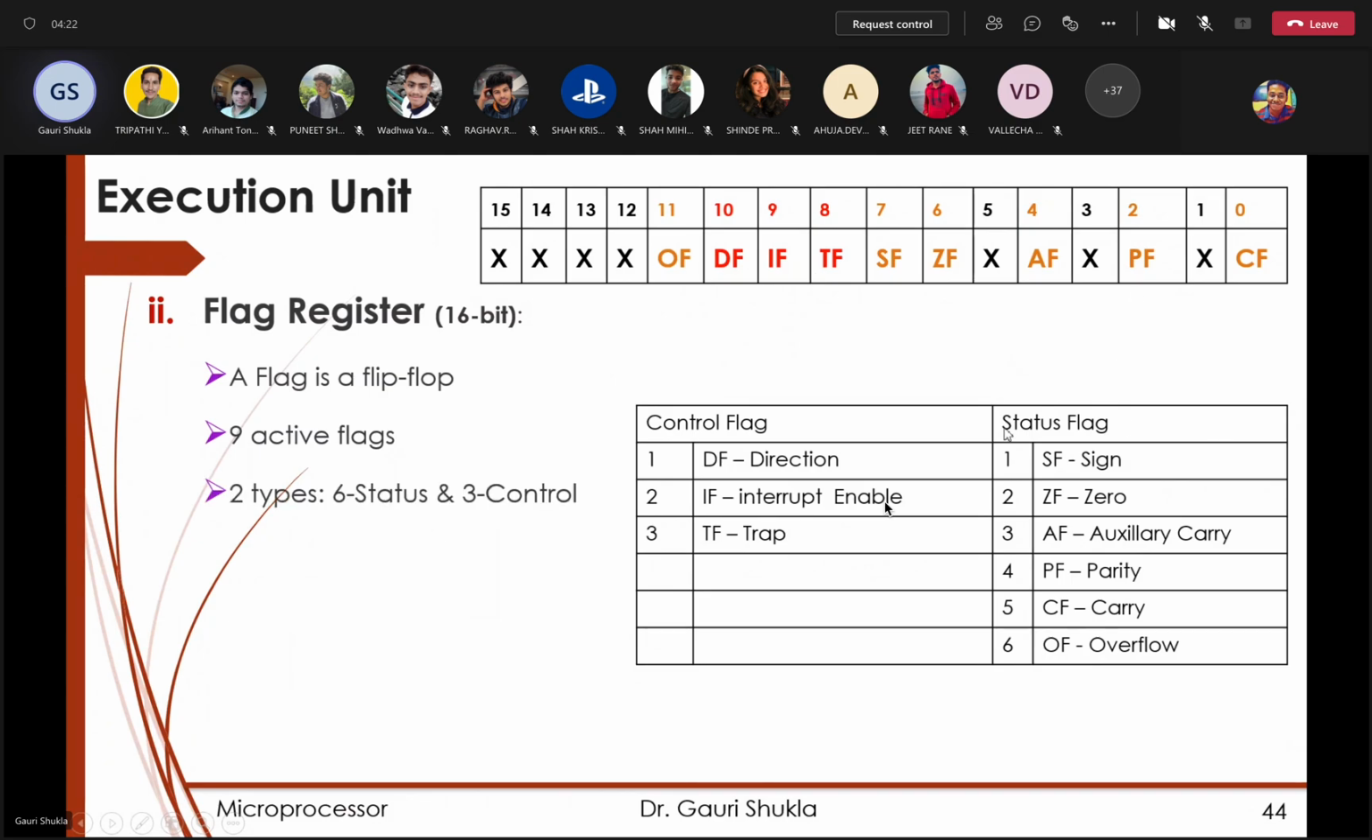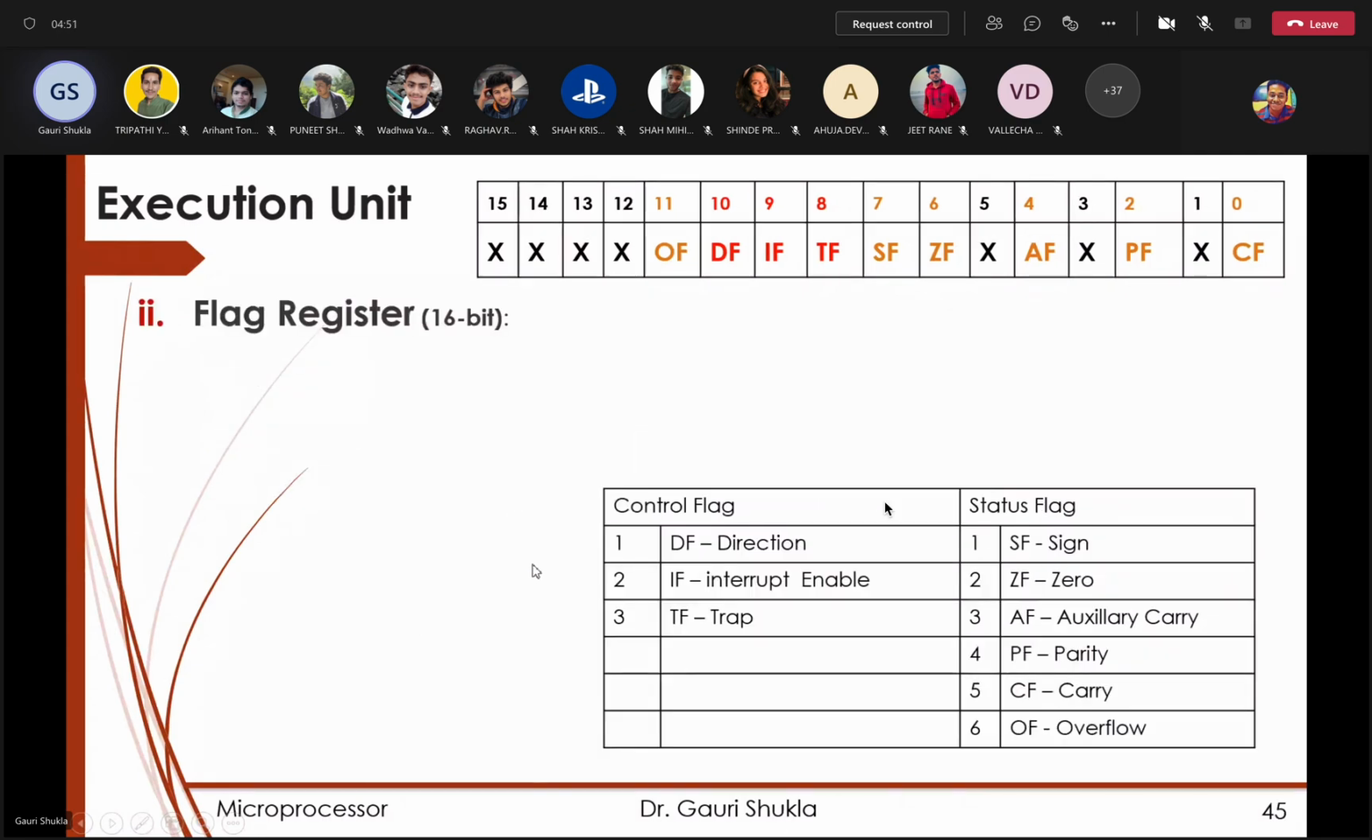Now as the word suggests, status flags will tell us the status of the operation, whatever operation ALU has performed. Because of that, these flags will get set based on the result, and that is why it is a status flag. And if we, as a programmer, want to control certain action, then these 3 flags we can utilize. That is why the word is control.